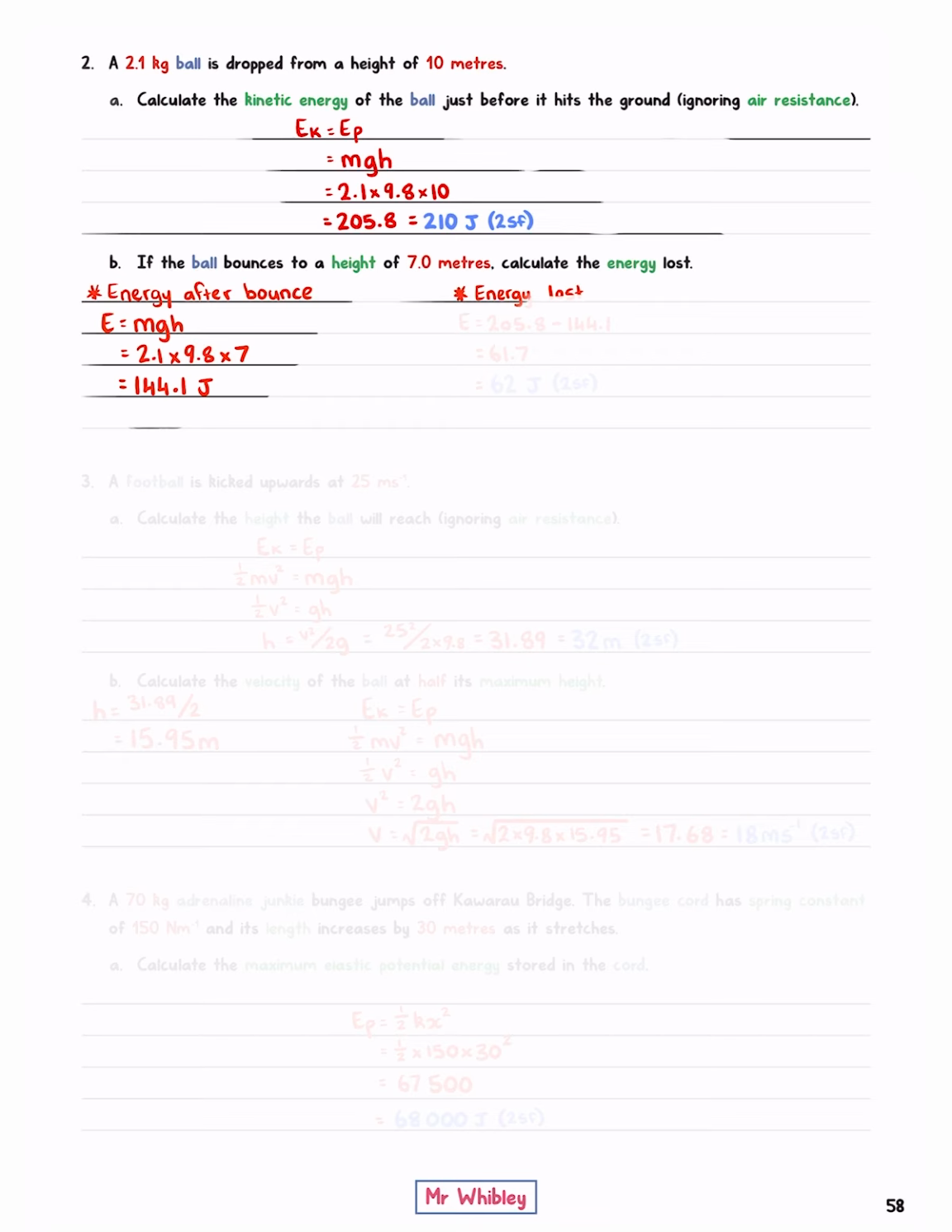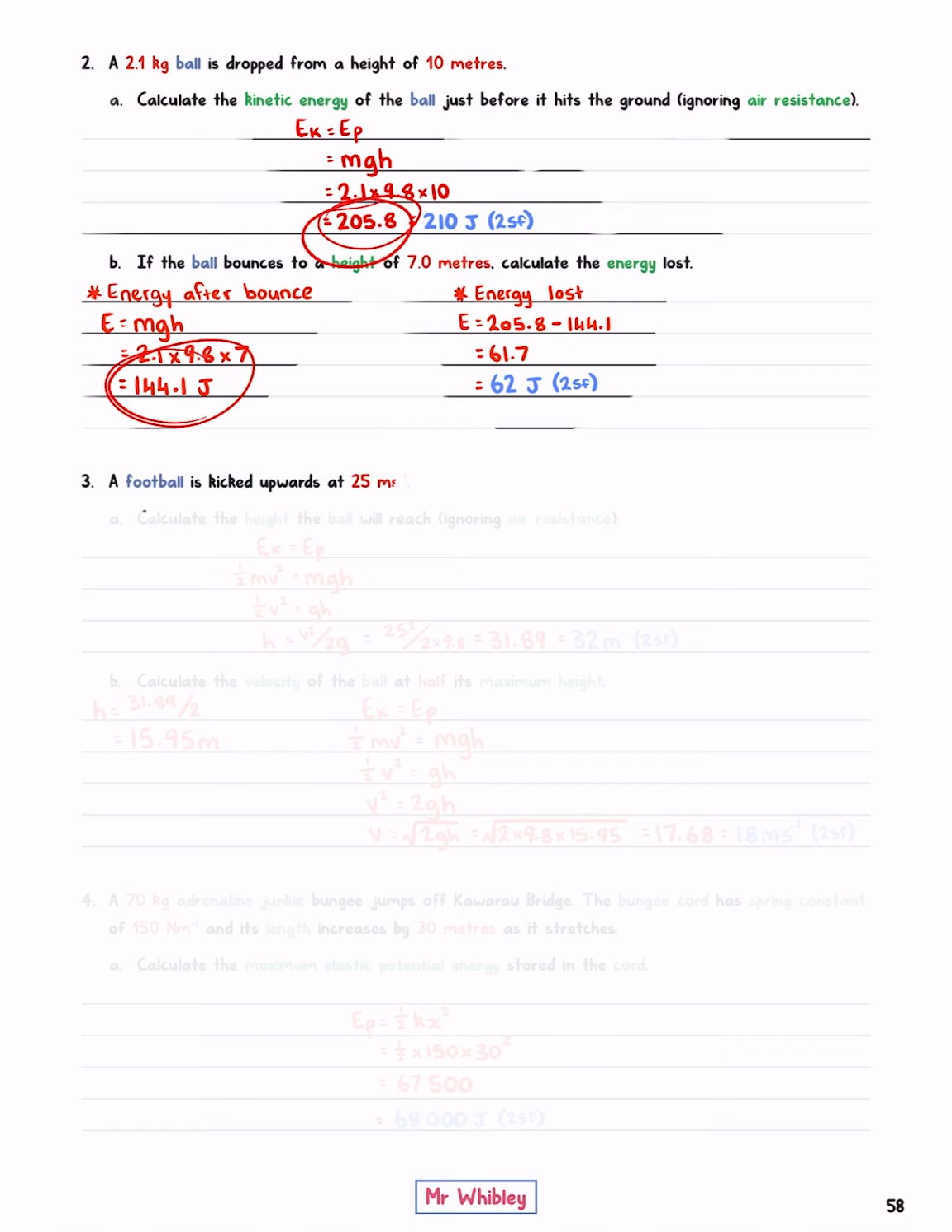And now to find the energy lost, we need to find the difference between the energy that it had at 10 meters and the energy that it ended up with at 7 meters. The difference between these two energies is 61.7 or 62 joules to two significant figures. Question 3. A football is kicked upwards at 25 meters per second. Calculate the height the ball will reach, ignoring air resistance.